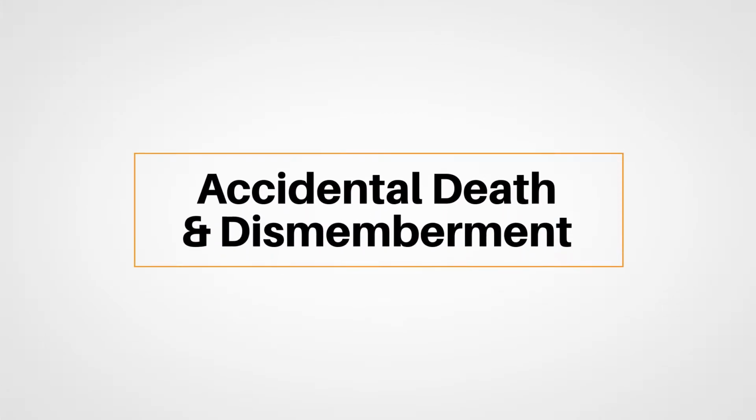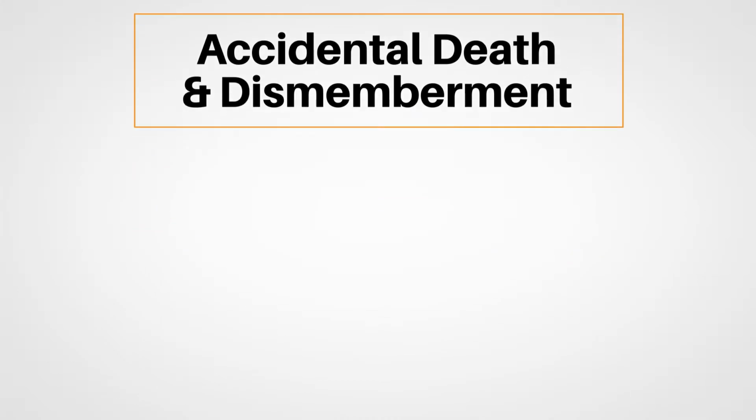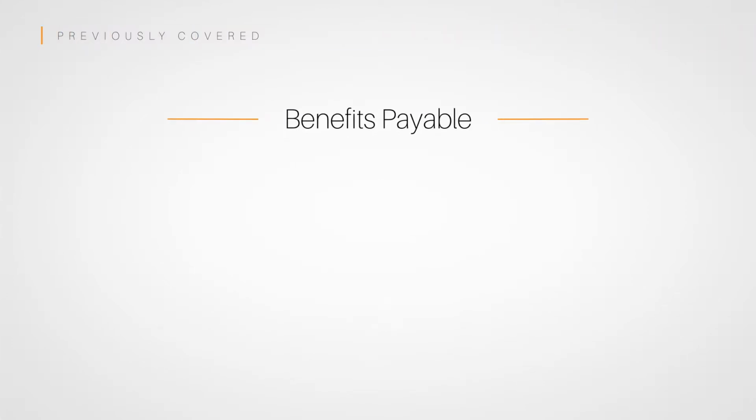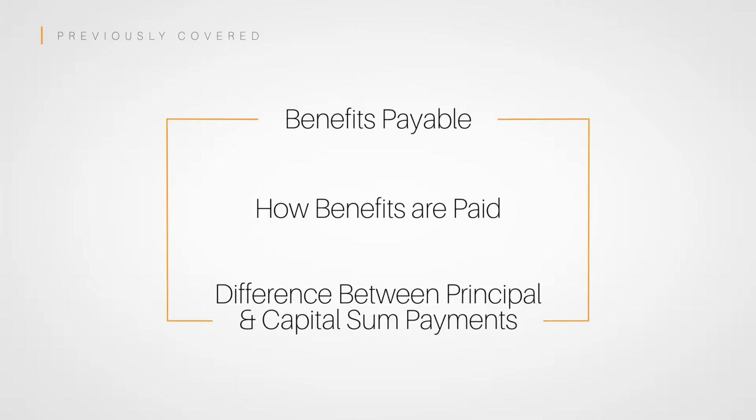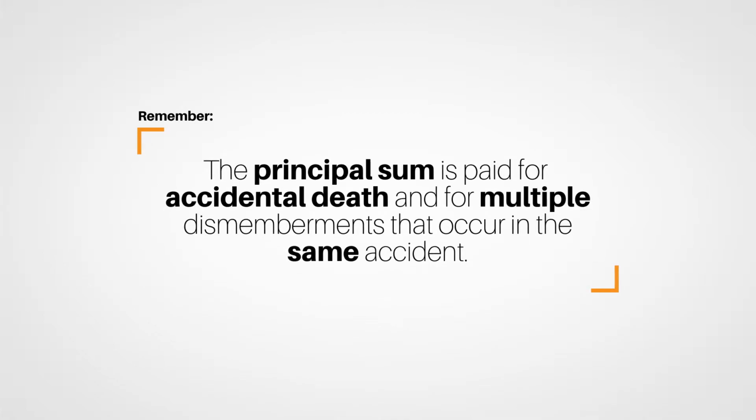Earlier, we clued you in on the risk covered by an AD&D policy just by the name of the contract: accidental death and dismemberment. Now you know the benefits that are payable, how they're paid, and the differences between principal and capital sum payments. Remember, the principal sum is paid for the accidental death and for multiple dismemberments that occur in the same accident. You also learned the death must occur within a specified period following the accident, typically 90 to 180 days, depending on the language used in the policy.